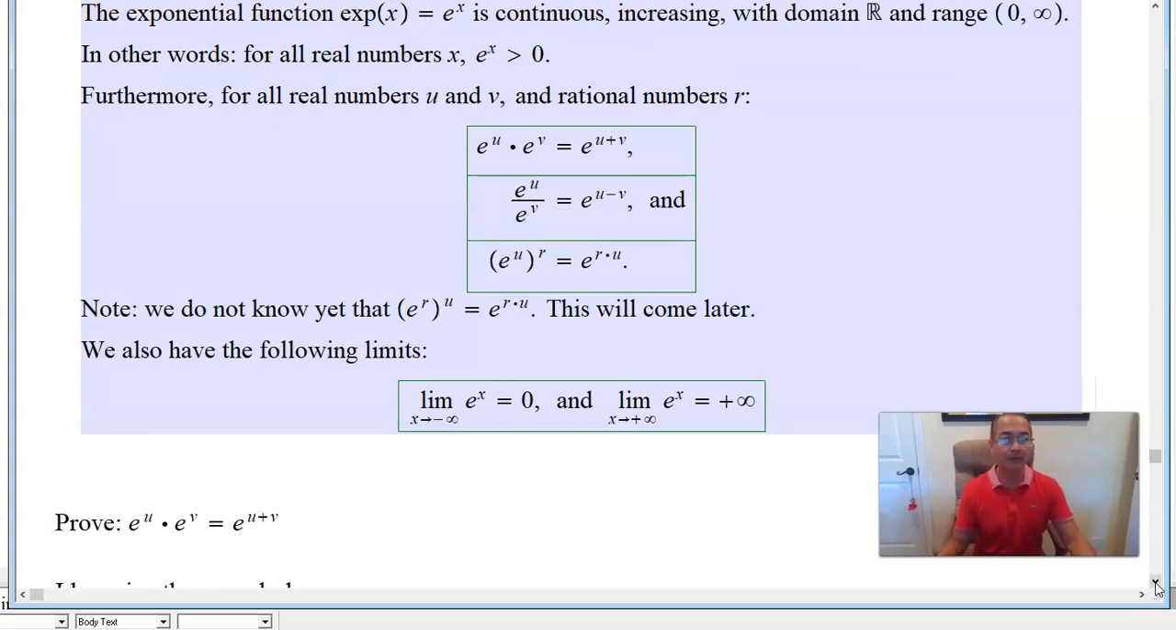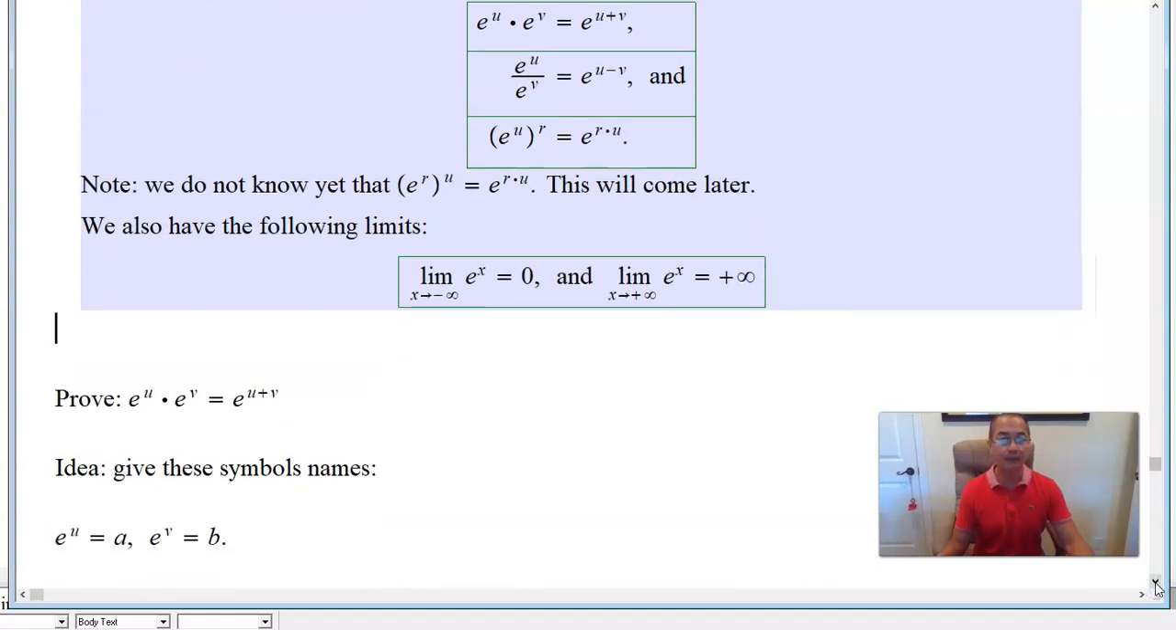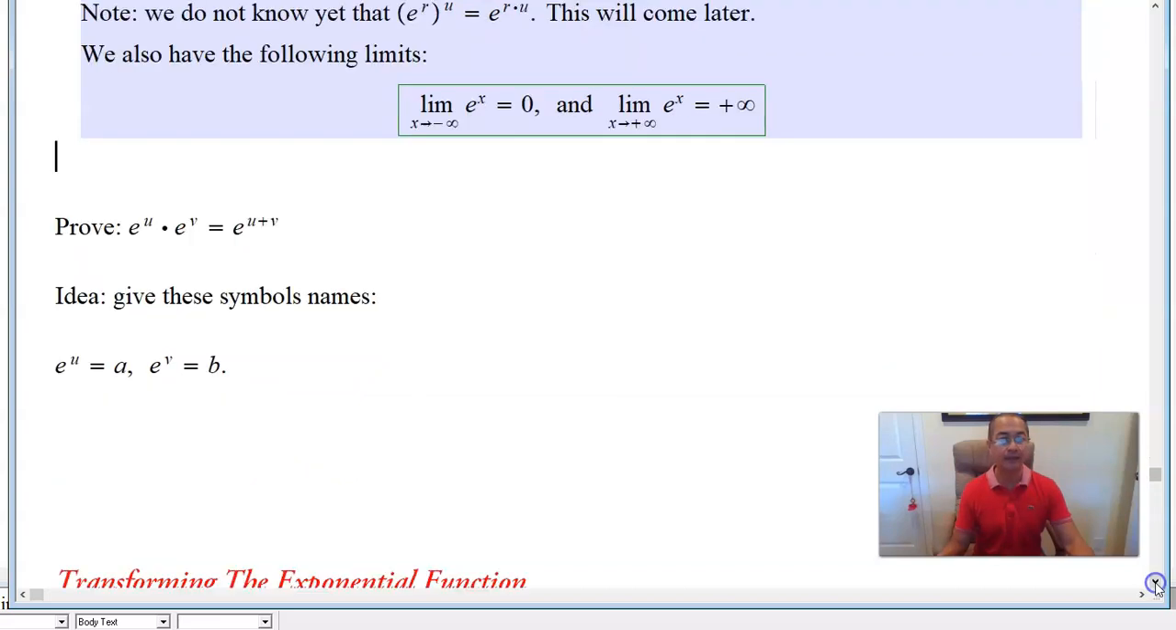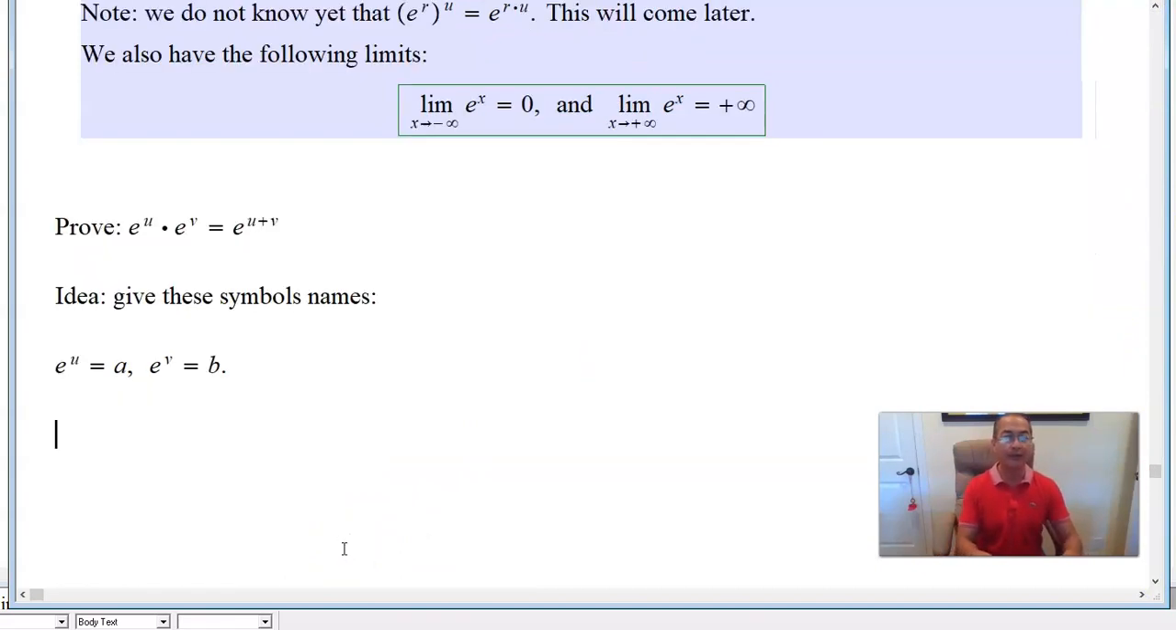Okay, we want to prove that e to the u times e to the v must be the same as e to the u plus v. So the idea is to give names to these two symbols. So e to the u, we will call it a, and e to the v, we are going to call it b. So what are we trying to show here now? We must show that a times b, which is e to the u times e to the v, must be the same as e to the u plus v.